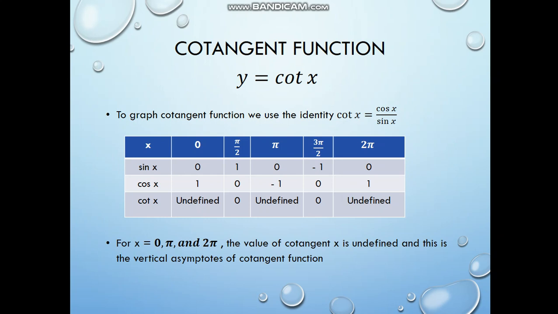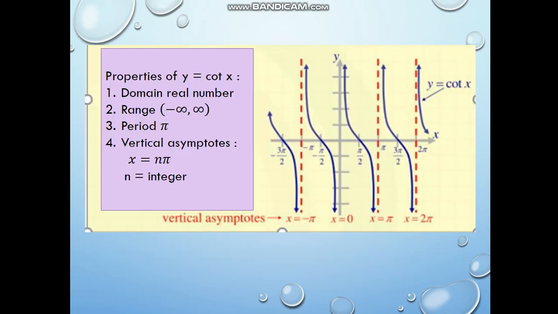Okay, using the same table as the one that we used for tangent x, we get that for x equals 0, pi and 2 pi, the value of cotangent x is undefined. And these are the vertical asymptotes of the cotangent function. Okay, this is the graph of the cotangent function. As you can see, its graph is similar to the tangent function, with the asymptotes as dotted lines.